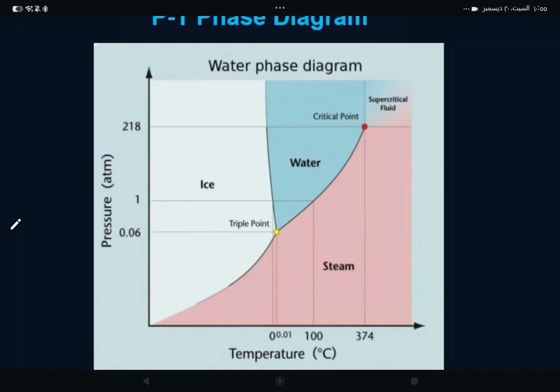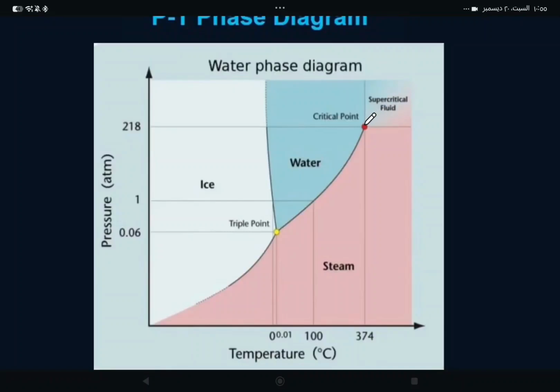Under the triple point pressure, water cannot exist. So when we have the ice or solid region and we give it a little bit of heat, it will go to the steam state without going through the water region, because water cannot exist under this pressure. Above it, we can go from ice to water to steam.